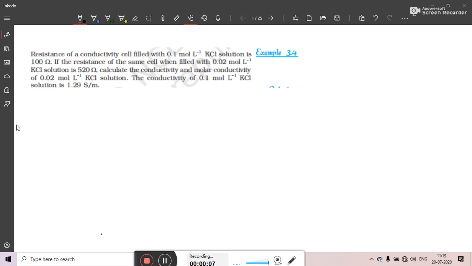Hello students, let us see example 3.4. Resistance of a conductivity cell filled with 0.1 mole per liter KCl solution is 100 ohm. So here we will see that the resistance of the solution is 100 ohm and concentration is 0.1 mole per liter, that is 0.1 molar.